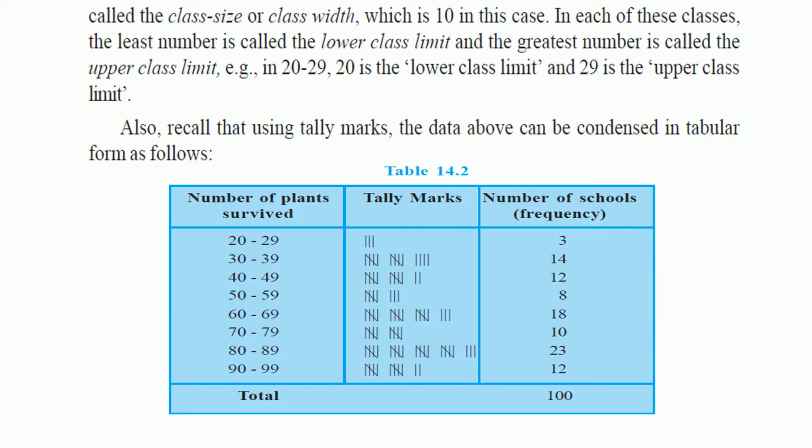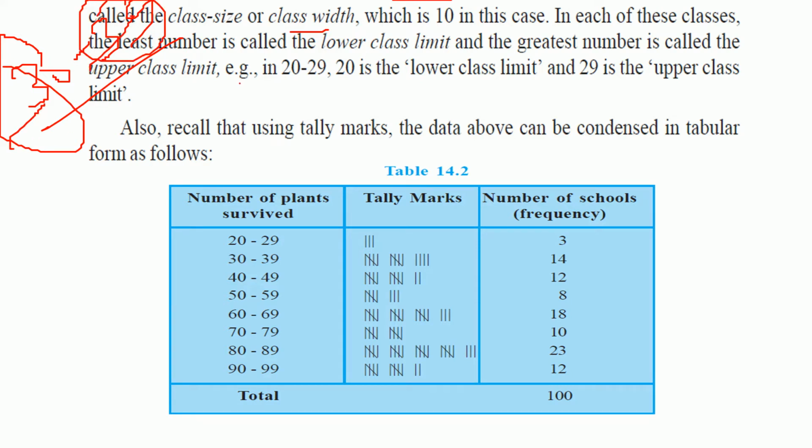So this is the class size, or class width, you can say. So 30 to 39, how many? Just count on your fingers, you will find it is 10. So 10 is the class width. The lower is the lower class limit, the higher is the upper class limit. 20 is the lower class limit, and 29 is the upper class limit.